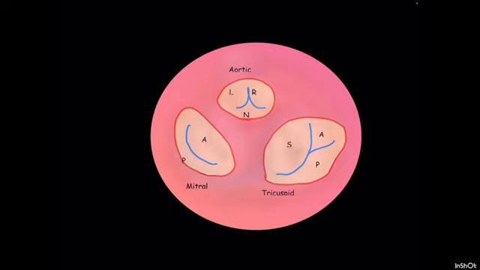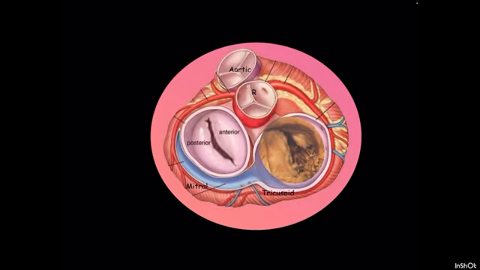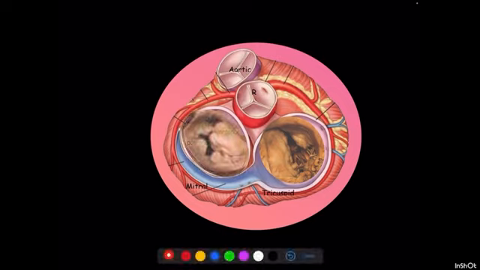Now this is the appearance of mitral and tricuspid valve, and you can see the orientation of the aorta too. It is wedged in between the mitral and tricuspid valve. And this is the real-time picture. This is the septal, anterior, posterior. This is anterior. Three scallops of posterior valve. Aorta is wedged in between the mitral and tricuspid valve.